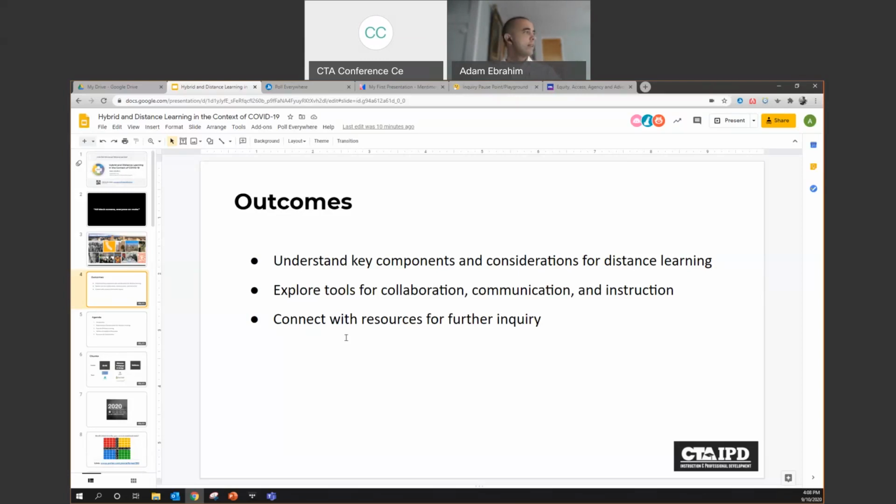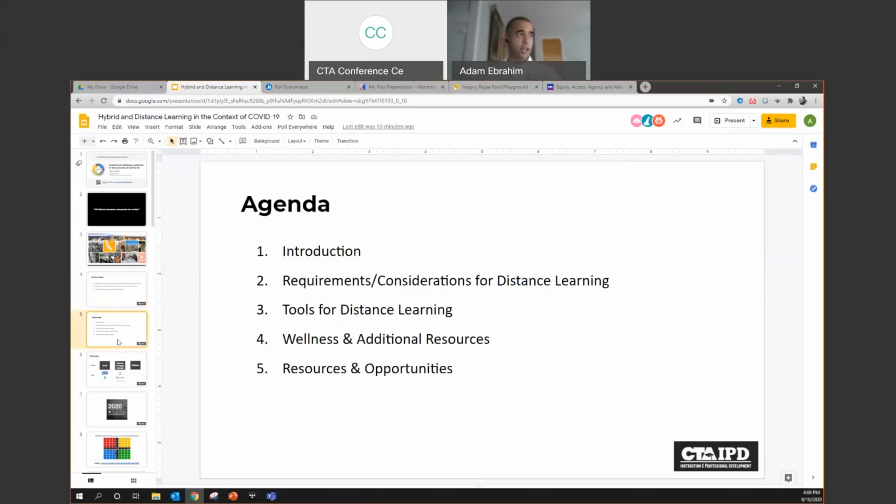Thanks. All right, so here's the agenda. Introductions are over, you made it through. We'll start off at the state level, looking at the requirements and considerations for distance learning, specifically the provisions under Senate Bill 98 that govern distance learning. I'll provide some references for further inquiry.